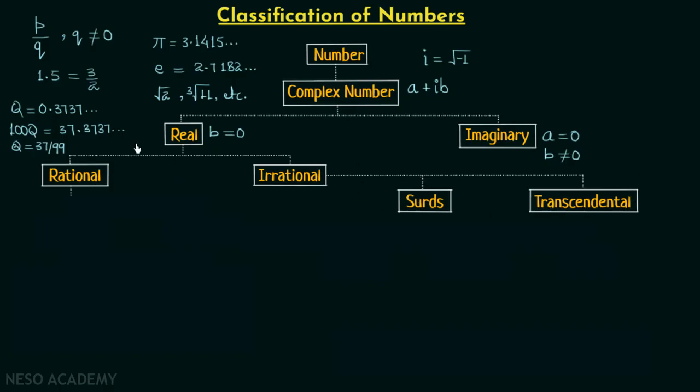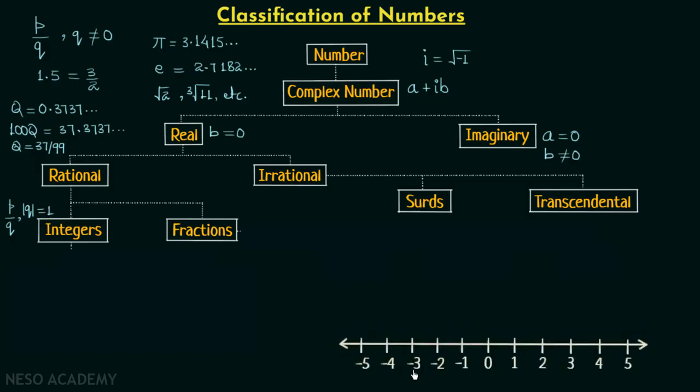Now we will again focus on rational numbers. Rational numbers can be classified into two types, integers and fractions. Talking about integers, they are the numbers which are rational when the magnitude of q is equal to 1. So these numbers are rational. They can be expressed in this form, and here the magnitude of denominator q is equal to unity, 1. And the integers we can express on a number line: -5, -4, -3, -2, -1, 0, 1, 2, 3, 4, 5 and so on. All these are integers.